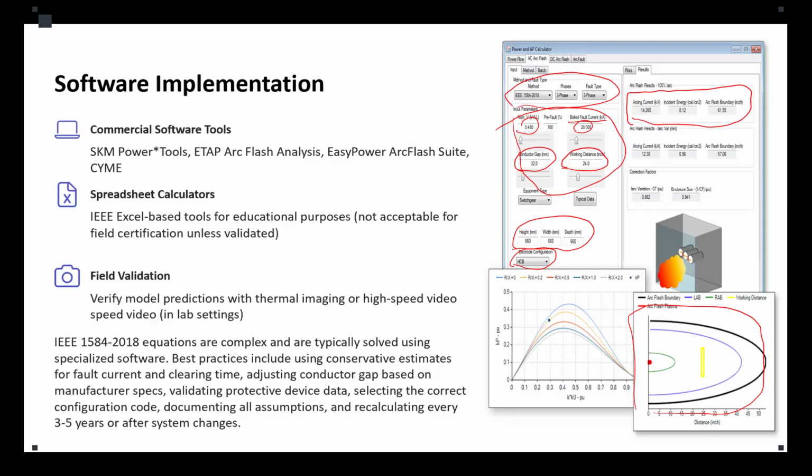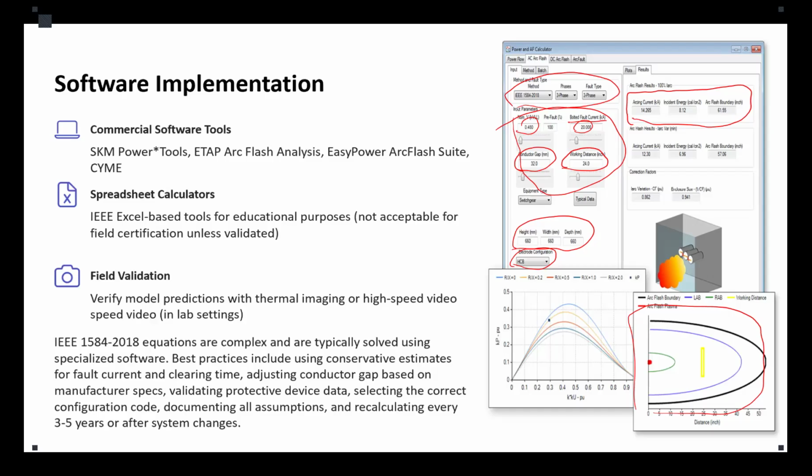Now, when you want to use the best software and follow best practice in using it, you need to pay attention to several aspects. One is the model of the power system. You have to build the one-line diagram of the electrical system inside the software, which includes all the buses, breakers, loads, and transformers.